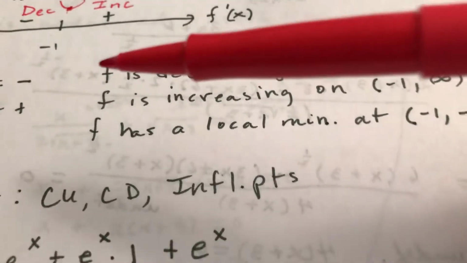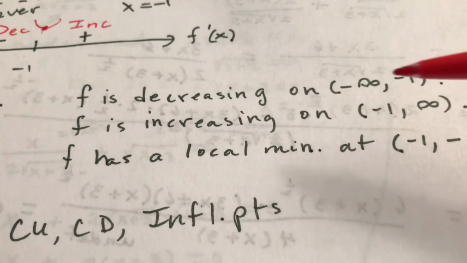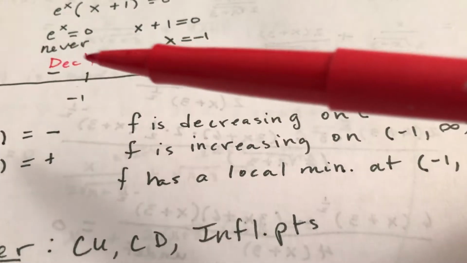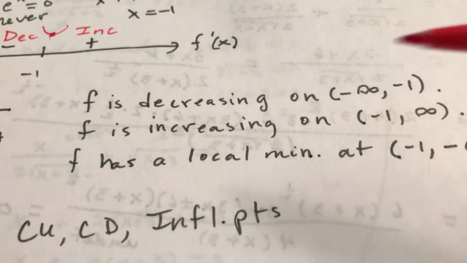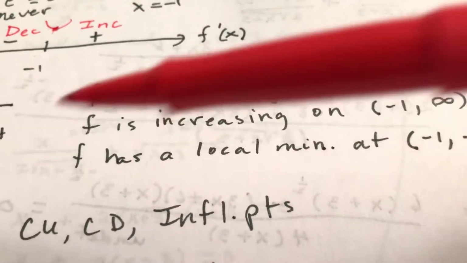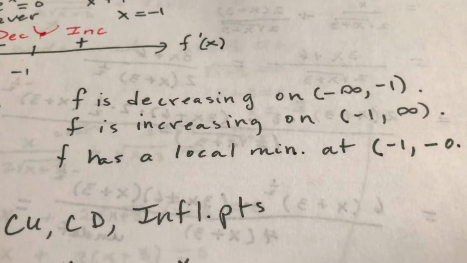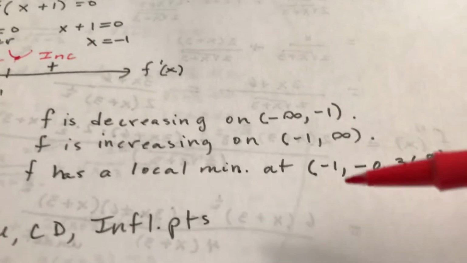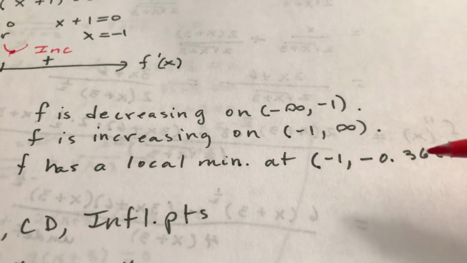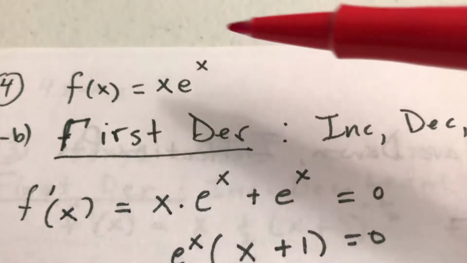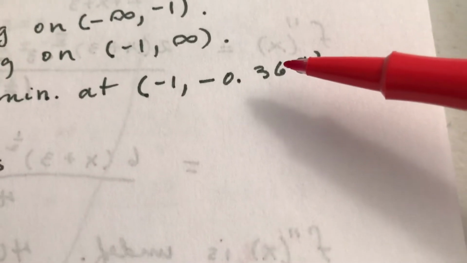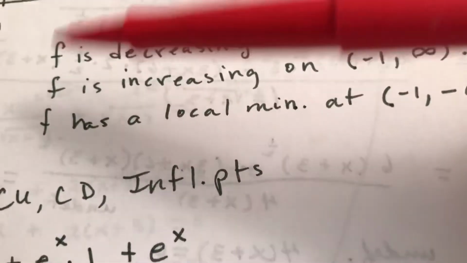So our conclusion is f is decreasing on negative infinity to negative 1. F is increasing on negative 1 to infinity, and f has a local min at negative 1. Now look at that, negative 0.368. I put that negative 1 way back into here to get that answer. Remember, this is always plugging it back into the original function because you're analyzing f.